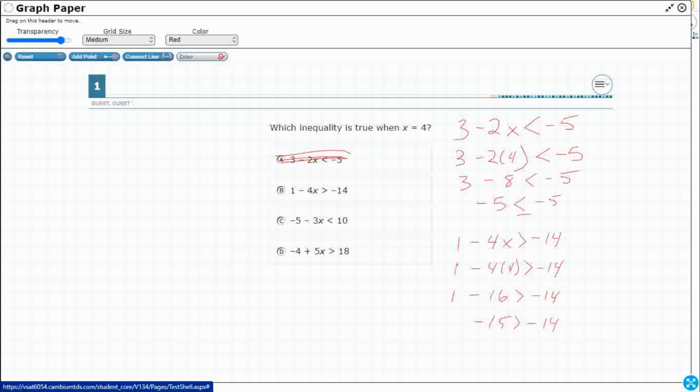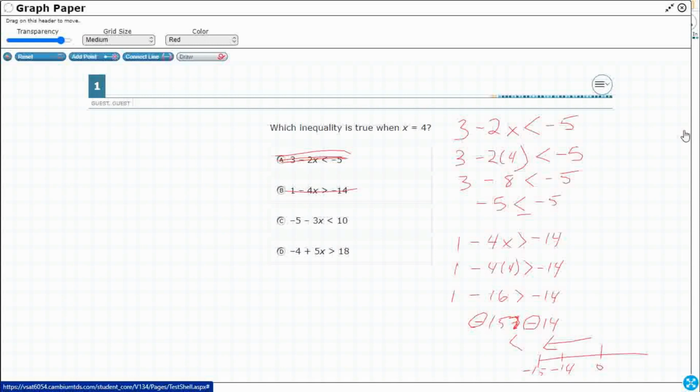Very, very close. Even though the number 15 is larger than 14, since we have these negatives here, it's actually less than. Because if we look on a number line right here, there's 0, there's negative 14, there's negative 15. Negative 15 is actually farther away from 0, which means it's less than, not greater than. So that one is not correct.